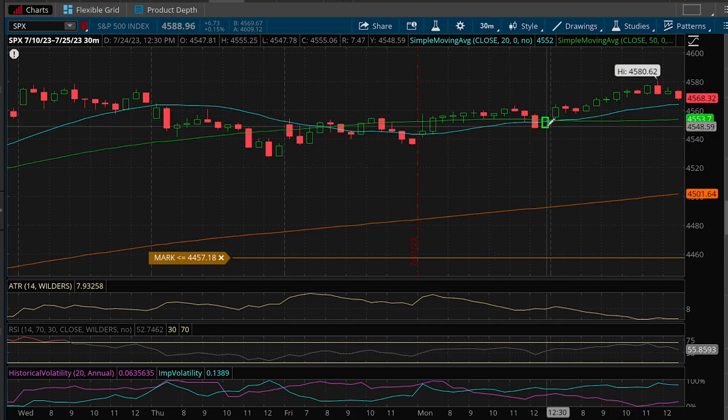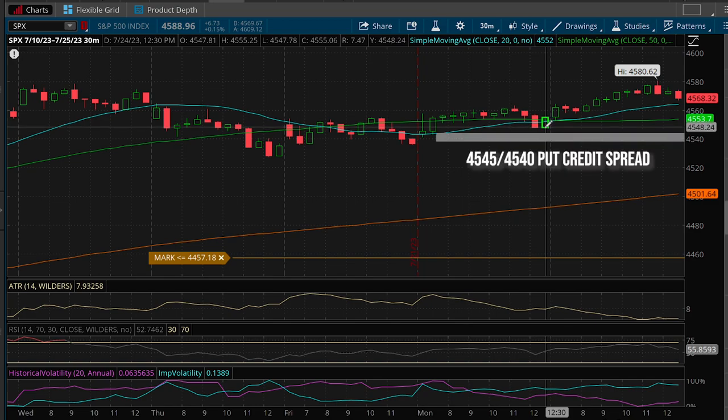So basically in the morning, the moment that it opened and it gapped up, I sold the 45-45-40 put credit spread in the bull direction. It was the low of the day before, right before it closed, that acts as support. And so even if I were wrong, there's a chance that this can bounce up and I can still win. Because again, credit spreads are directional.